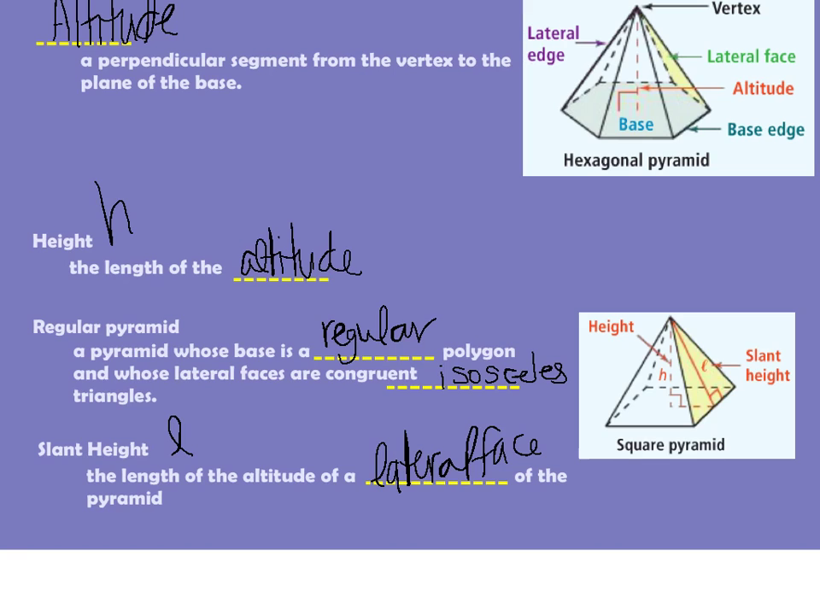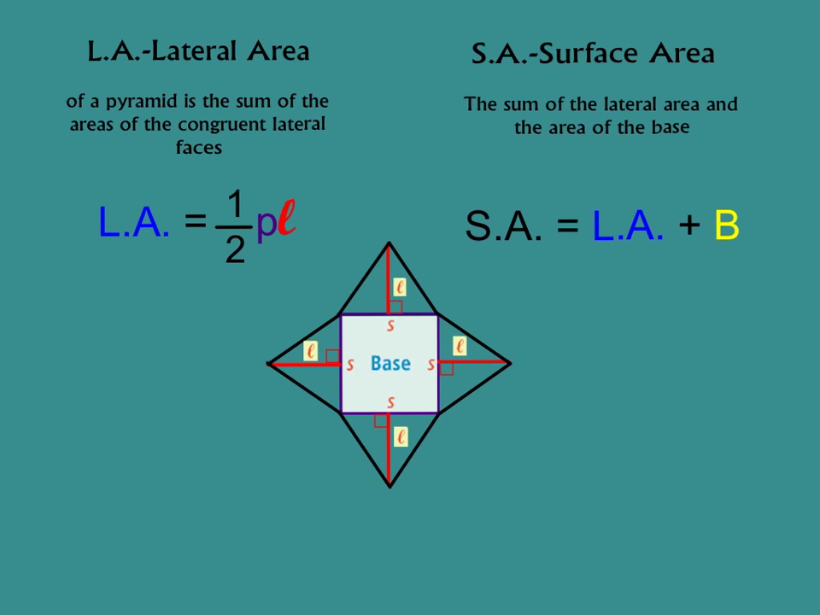Okay, now moving on. The two formulas that we need to know when working with a pyramid are the lateral area and the surface area. So first let's check out the lateral area. Now a lateral area of a pyramid is the sum of the areas of the congruent lateral faces. Below I have this diagram of a net, and this is the net of a square pyramid. Now if I want to find the area of each lateral face, then I would be finding the area of each of these triangles here. These are my lateral faces.